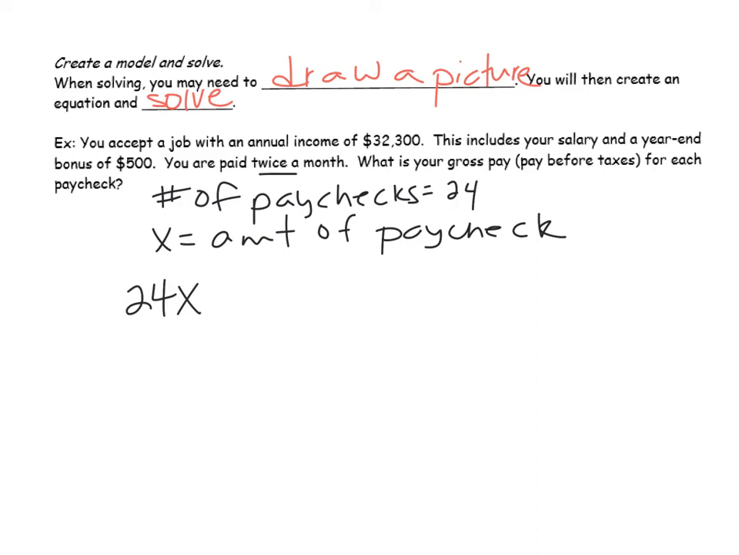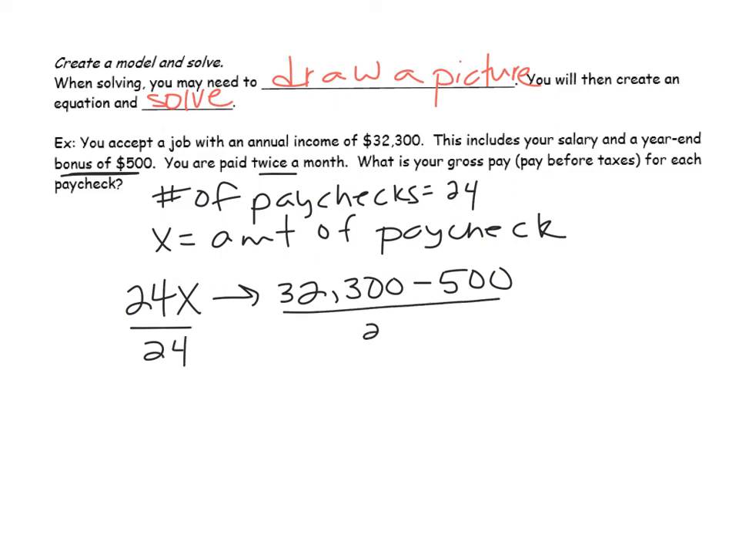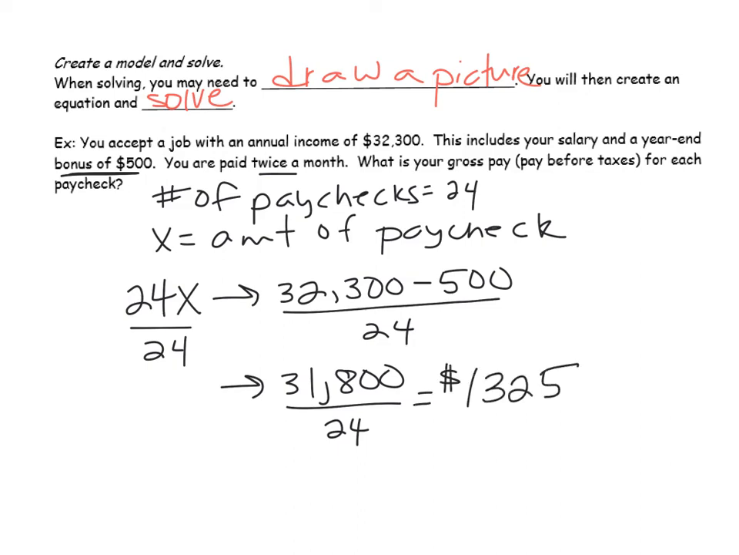However, we need to think about what your salary is. So if I look at the fact that you have $32,300, that's your annual income. That includes your salary and a year-end bonus. So that bonus isn't on your paycheck. That means we need to subtract it out. So that would be what you make in all of your paychecks. If there are 24 paychecks, how can we figure out how much each is worth? We would just divide by 24. So think order of operations, 32,300 minus 500 is 31,800. And if we divide that by 24, we're going to get a paycheck with a gross value of $1,325. That would be your gross pay before taxes each paycheck.